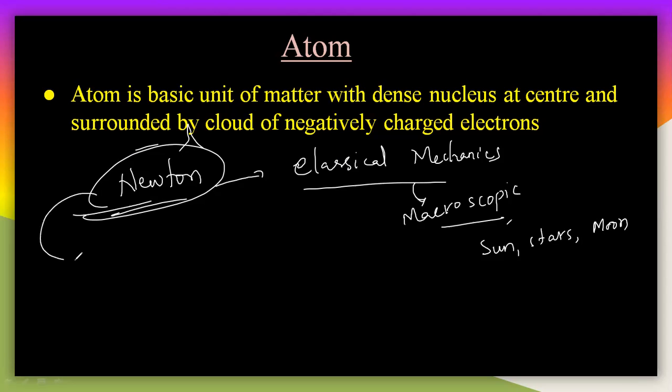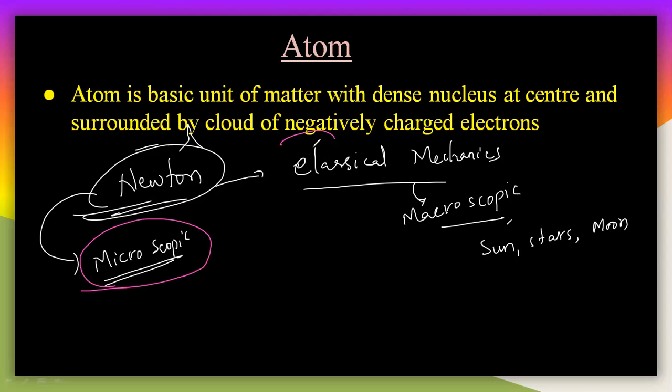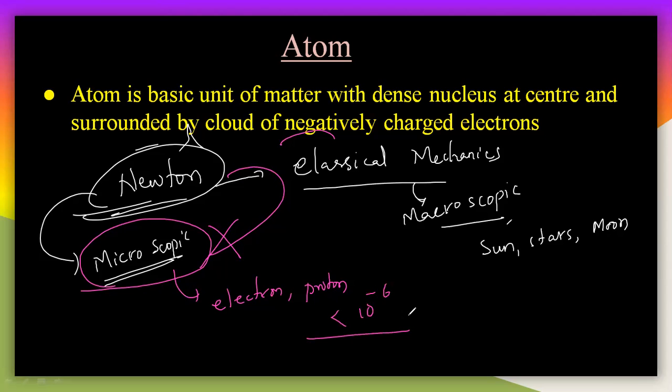But classical mechanics is not applicable to the microscopic level. Whatever theory, formulas, and generalized equations were given by Newton are not applicable to microscopic systems like electron, proton, neutron. These are very small, because the atom is the smallest part of matter, and electrons and protons are the constituent particles of the atom. They are less than 10 to the power of minus 6, so they are called microscopic systems.